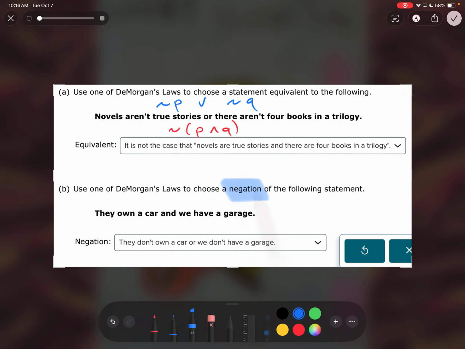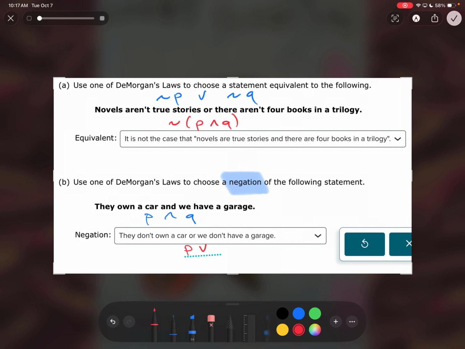What I missed on this one last class until I realized it is that this says the negation. The negation is going to be very similar to the same thought process, but let's write it out real quick. So they own a car and we have a garage. So it always has to do with flipping the sign. This one has no squigglies in it, but if I flip the sign and put nots in there, it ends up being the negation. That's the way that'll always work. If you put the negations in there and flip the sign, it will end up being the negation. So they don't own a car or we don't have a garage is the negation of they own a car and we have a garage.